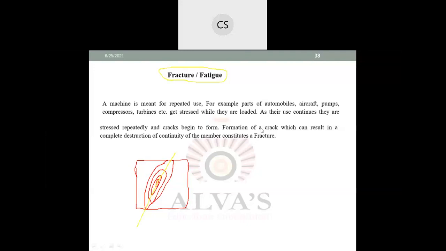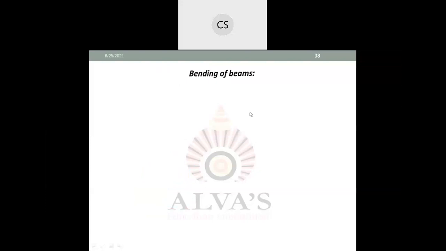Not much discussion about this topic. Let us move to the next topic, an important topic. We will move on to bending of beams. First, let us try to understand what exactly beams are.